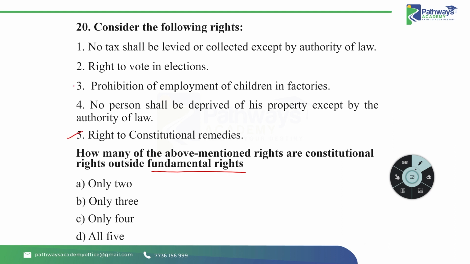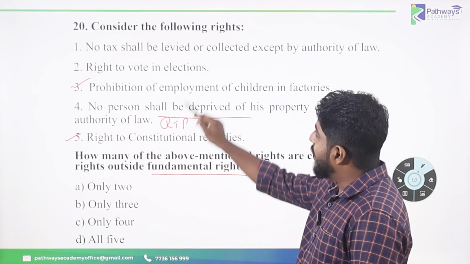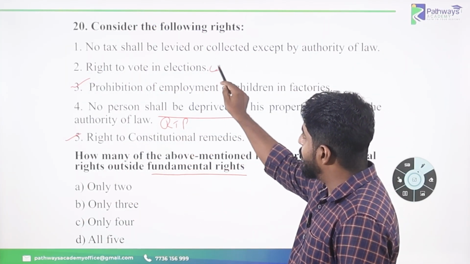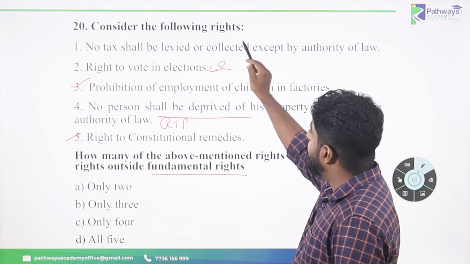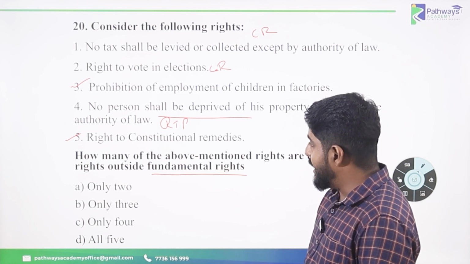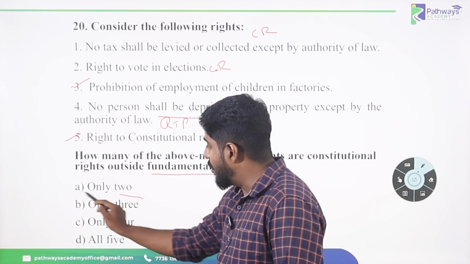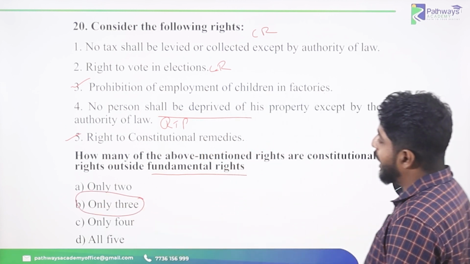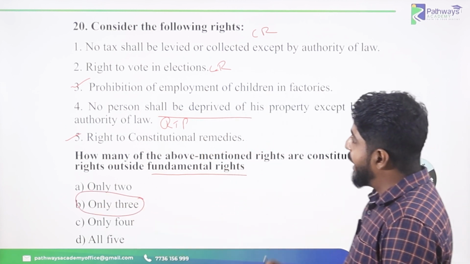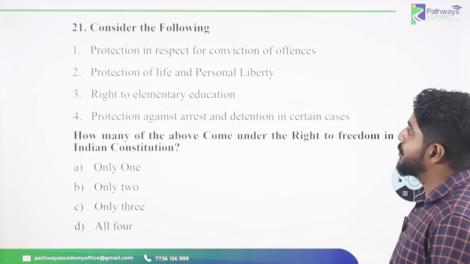So we will understand which all are fundamental rights now. Do the others come under the category of fundamental rights? No, this one, the right to property, is a legal right. Right to vote in election, yes, another constitutional right. No tax shall be levied, yes, another constitutional right. So the answer for this question is only 3. Out of 5, 3 are constitutional rights outside part 3 of the Indian Constitution.